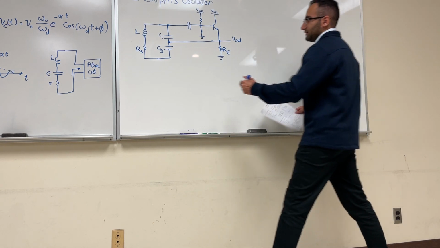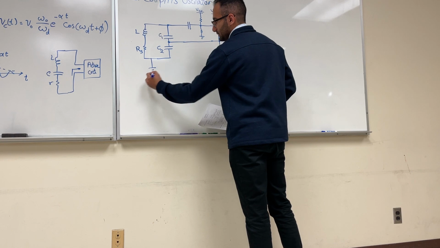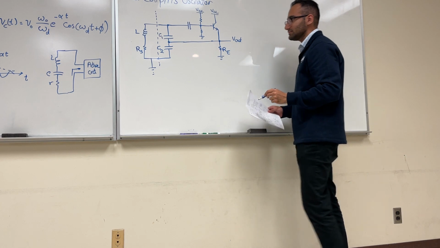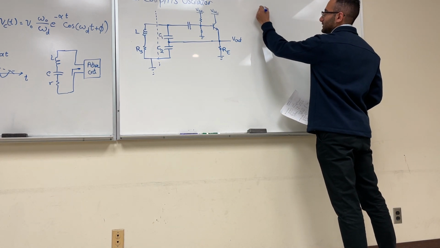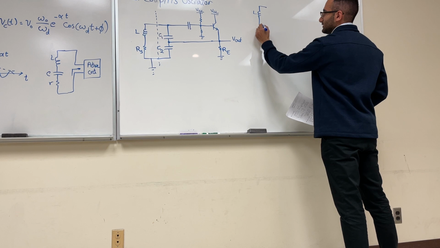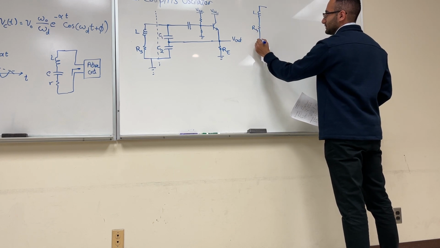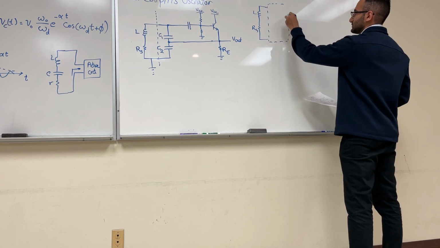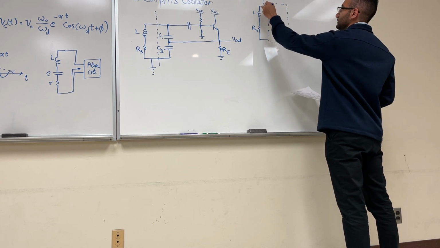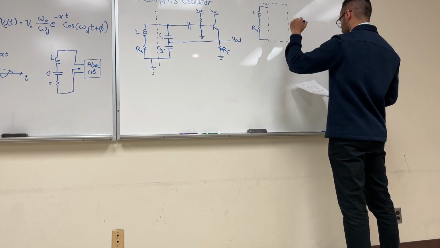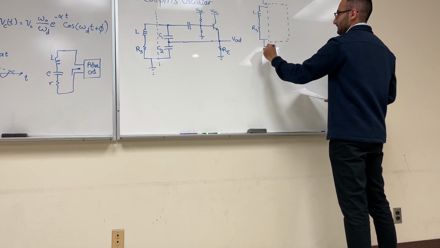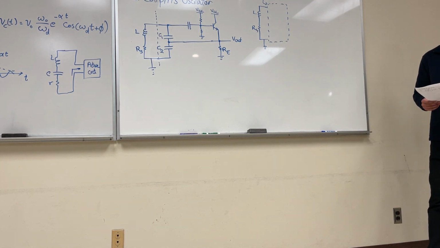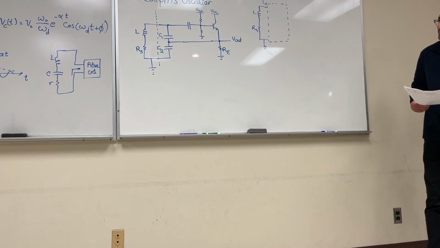Now, if I cut this circuit from here, and this is the ground, what do I have? I will have my L, my RS, and then it's getting connected to some block. And my job is to figure out what's the input impedance looking into this block. Okay, so far so good? So how do we do that?